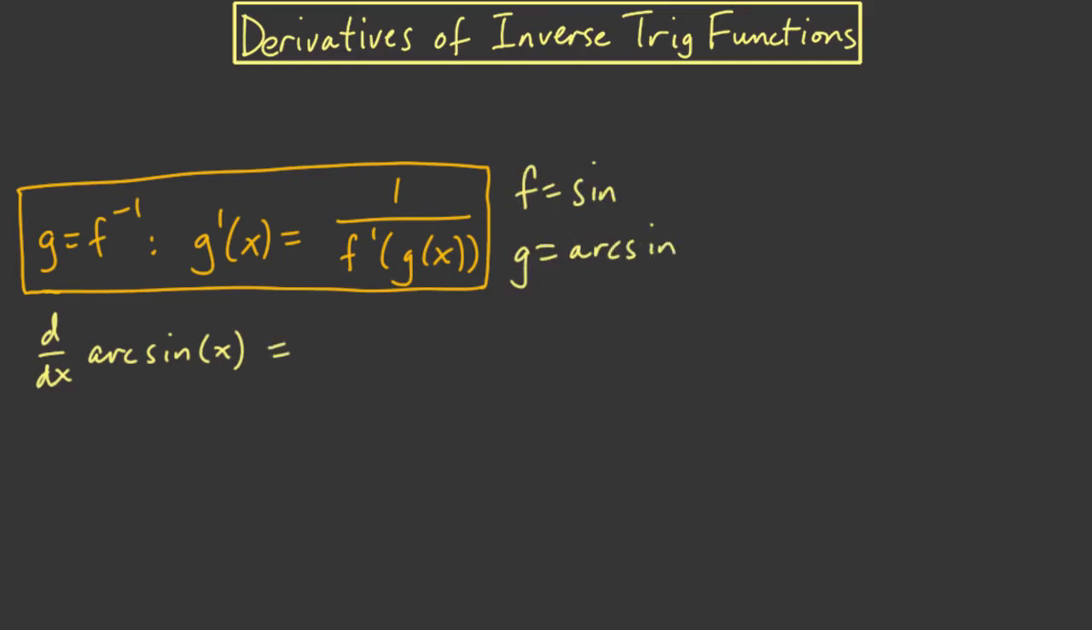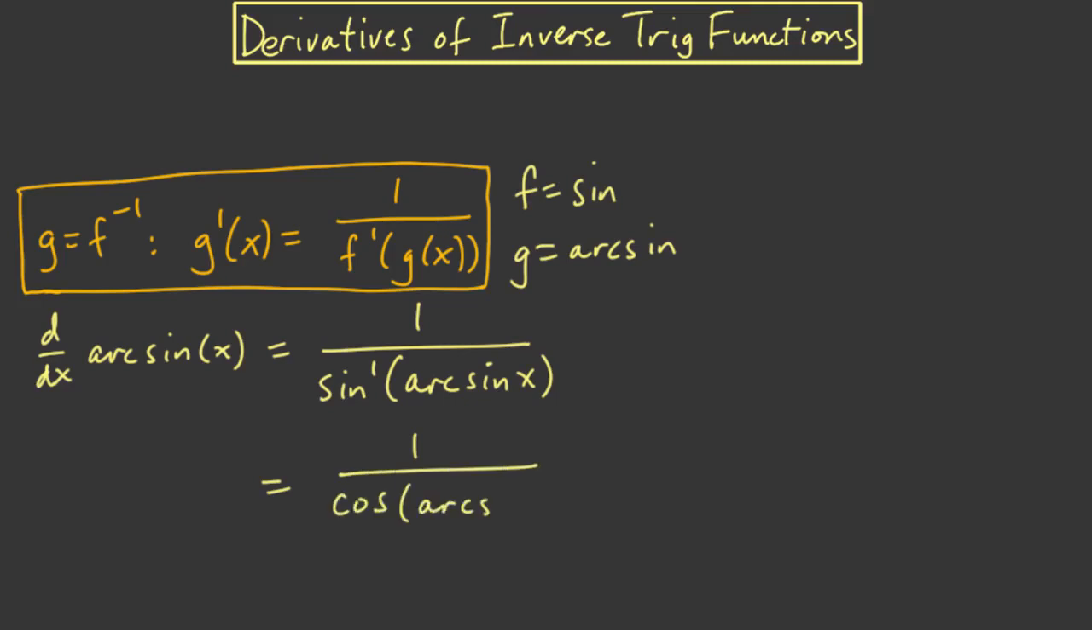So for the derivative, we're supposed to have 1 over f prime of g of x. So instead of f prime, we'll write sine prime. And then g of x means arcsine x. The derivative of sine is cosine. So this ends up as 1 over cosine of arcsine x. It's a trig function of an inverse trig function. I told you that would be useful.